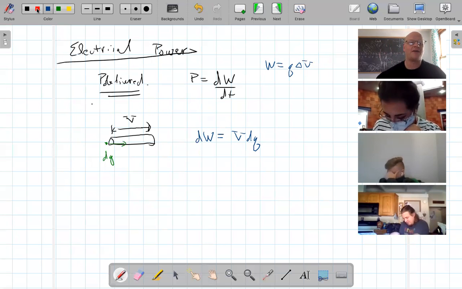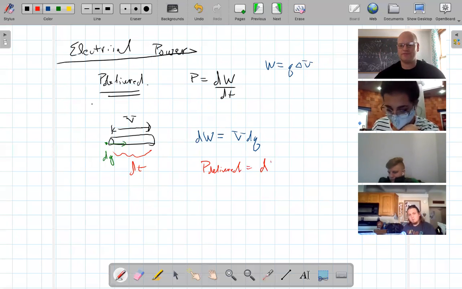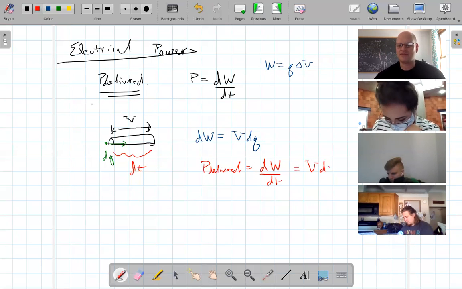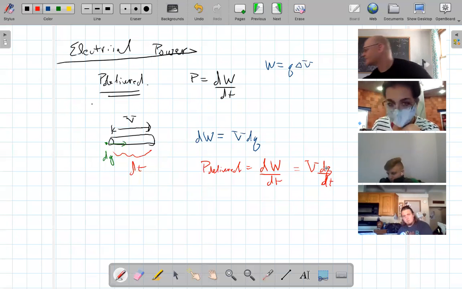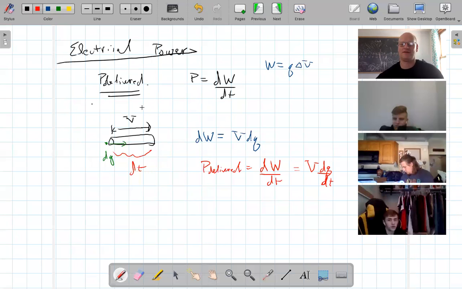Now, if it takes an amount of time dt to move it across, then the power delivered is equal to dW/dt, which is simply V times dq/dt. But what's dq/dt? What's dq/dt by definition? Where did we start this chapter off? Is it the derivative of charge? Yep, the derivative of the charge with respect to time. And what do we call that by definition?